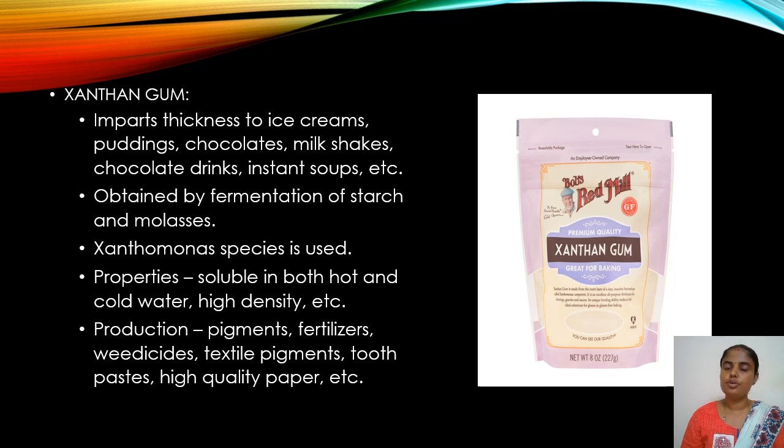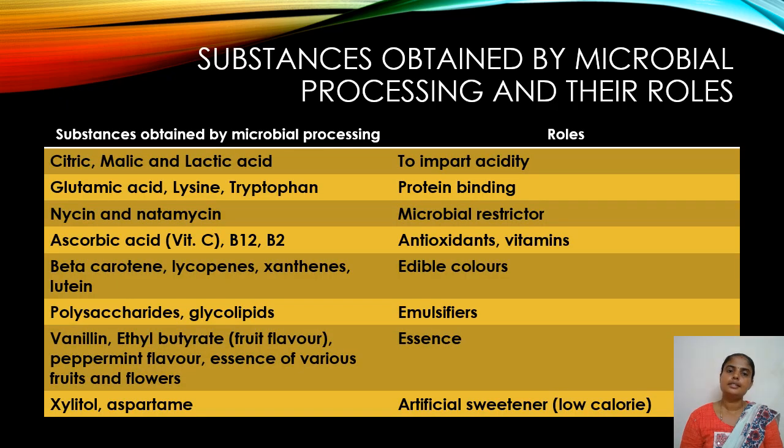It is also used in the production of pigments, fertilizers. Pigments are colors, we know. Fertilizers, weedicides, textile colors, toothpaste, high quality paper, etc. Let us see some other substances obtained by microbial process and what are their uses.